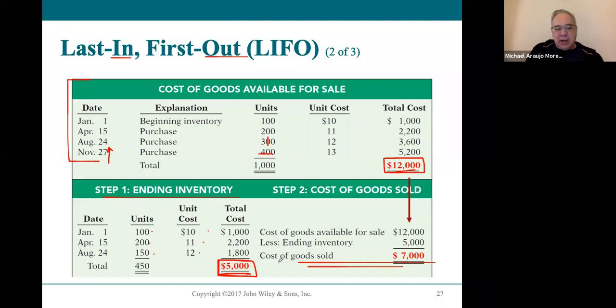You can check that number. Cost of goods sold can be checked using LIFO, right? Last ones in, so these 400 have been sold. That's $5,200. Half of these have been sold. That's 1,800, 1,800, and 5,200, 7,000. It works out. Fascinating stuff, I know.